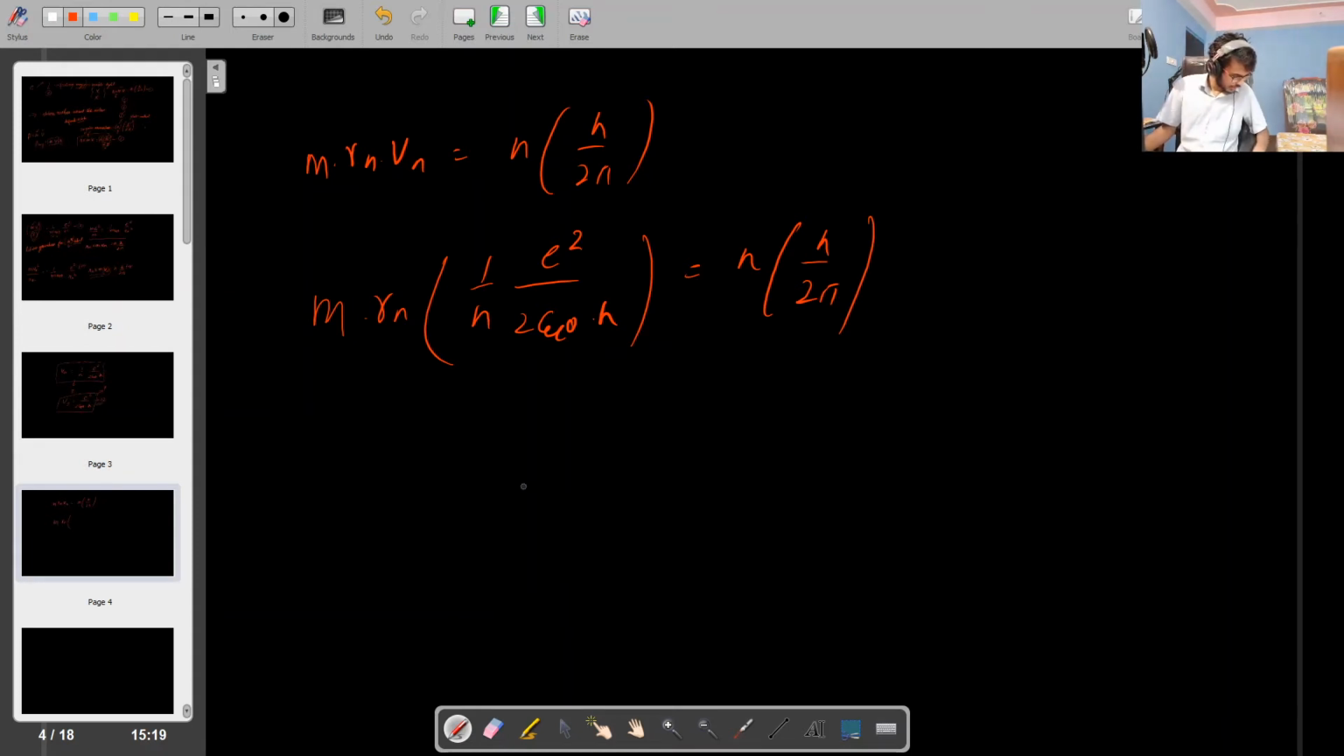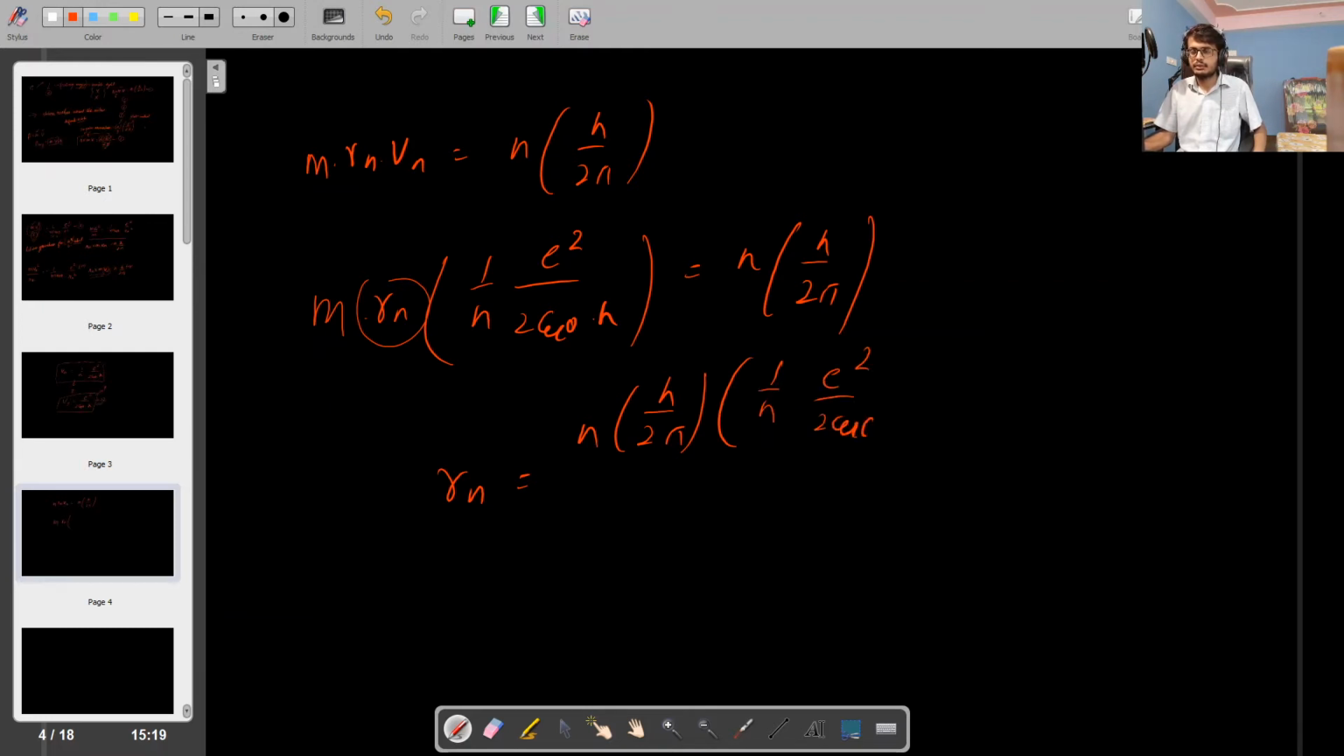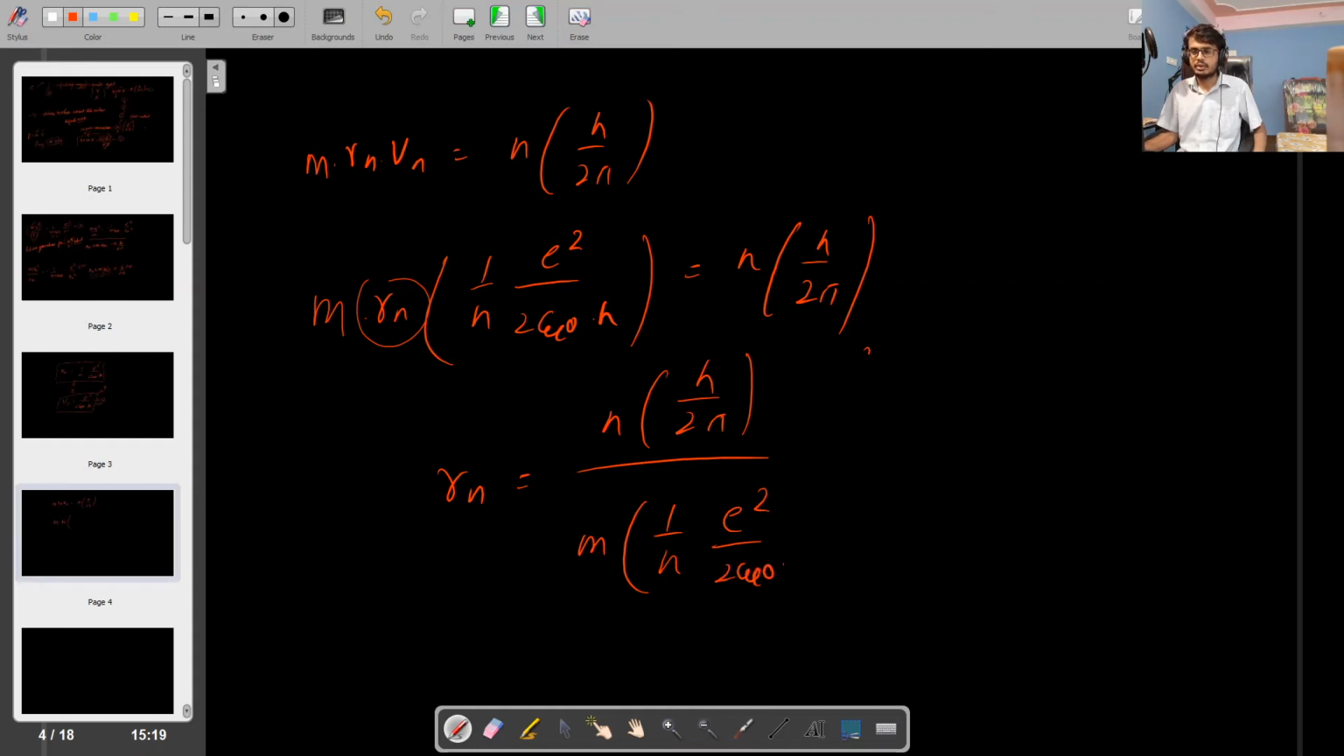Now we substitute the value and take everything to the other side and keep it for Rn. So Rn will be equal to n h by 2 pi multiplied by 1 by n e square by 2 epsilon naught. No, wait. So this all gets divided. So n h by 2 pi divided by m into 1 by n e square by 2 epsilon naught into h. So this is the value of Rn.